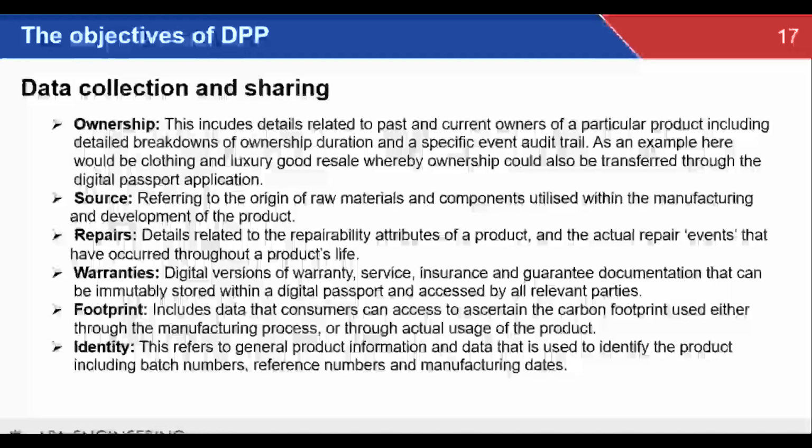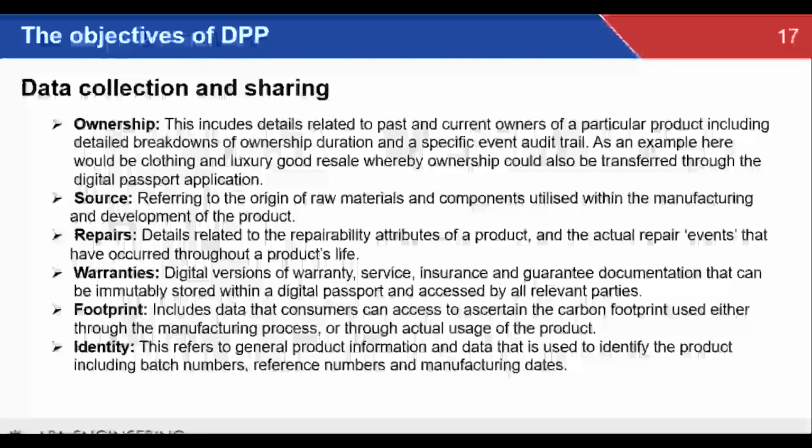the digital passport application. Next one is source, referring to the origin of raw materials and components utilized within the manufacturing and development of the product. Also, details regarding the sustainability of the manufacturing process and whether ethical practices were followed could be recorded and accessed. An example here would be a consumer being able to validate whether the green claims of a company they are purchasing from are legitimate.